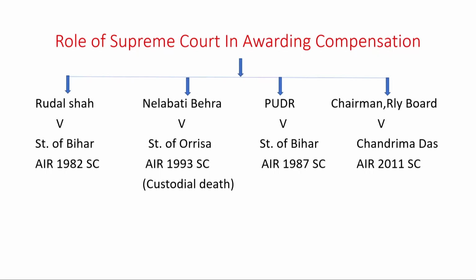In this case, the irony of law is that the state government took the plea before the Supreme Court that this act should be considered a sovereign function. Sovereign function here means that the act was committed by police officers in order to maintain law and order, and that action should be justified. But the Supreme Court didn't accept the plea of the government.